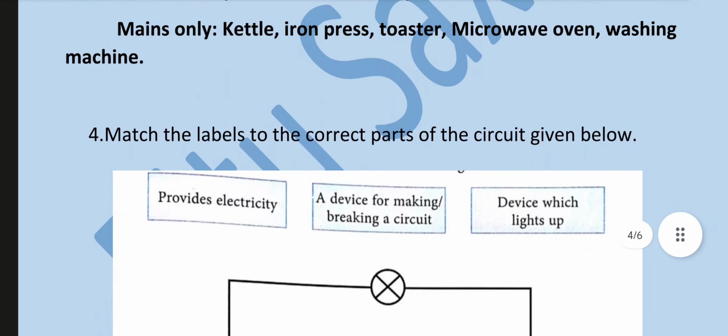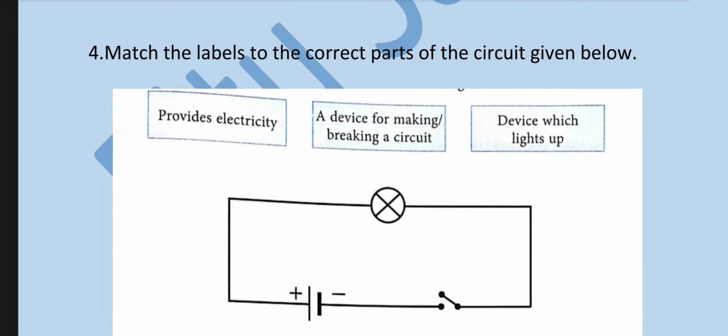Now match the label to the correct parts of the circuit given below. This provides electricity. This is electric cell. This is wire. A device for making or breaking a circuit. This is switch. This one is switch. And a device which lights up. This is bulb.